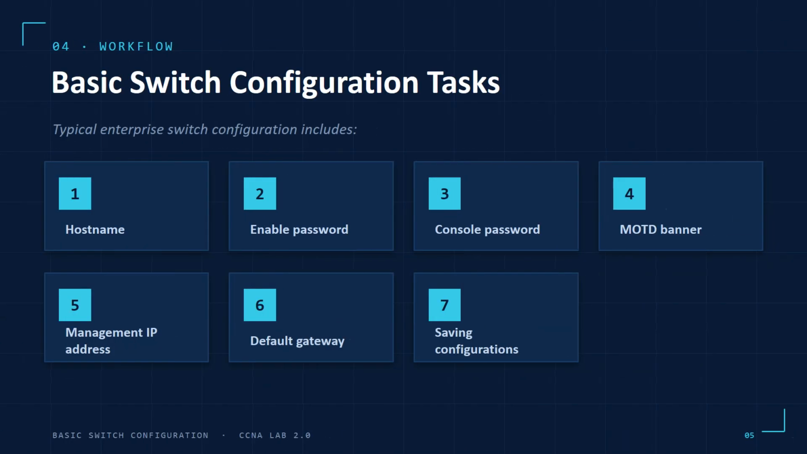Typical enterprise switch configuration includes setting the hostname, enable password, console password, MOTD banner, management IP address, and default gateway, followed by saving the configuration.